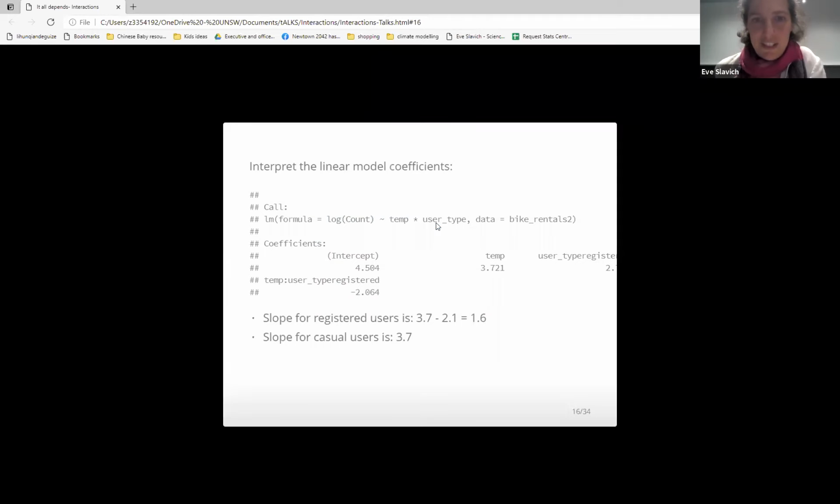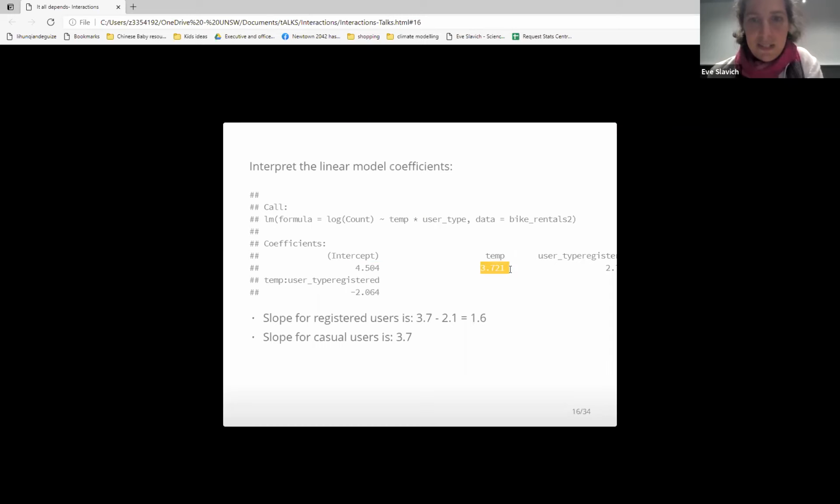So if you fitted this model, it's fitted the same way in R, with temperature and user type interacting with a star in the middle. And then most software will give you results like this.